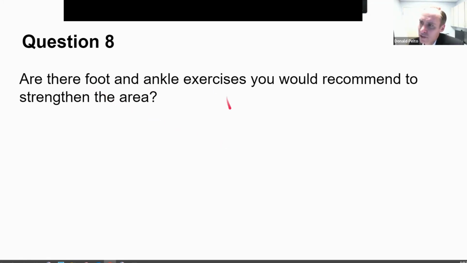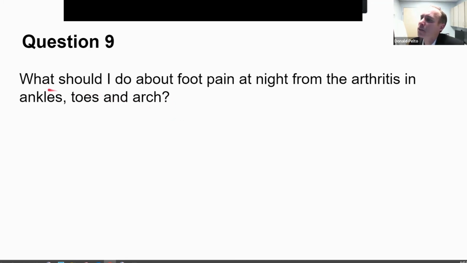Are there foot and ankle exercises? We did talk about some of the foot and ankle exercises. Dr. Savia talked about distracting or pulling out the joints. Those can help, but they don't help strengthen it. So strengthening the area around it would be more with physical therapy, I think. And short foot exercises, that's what they're called.